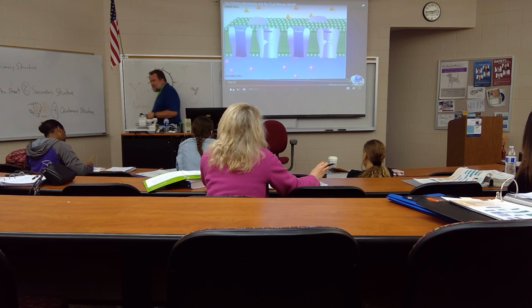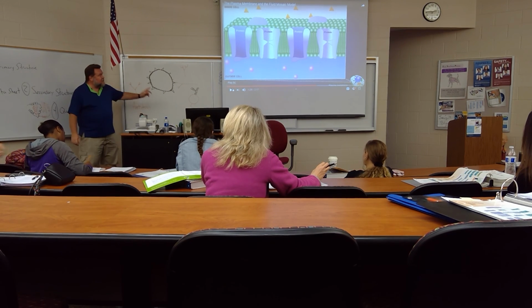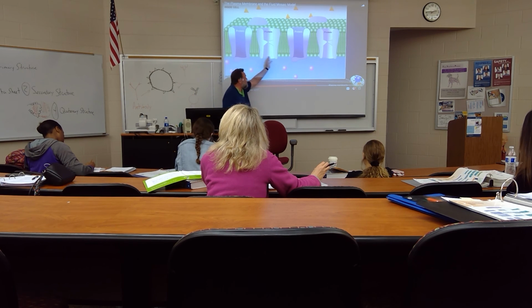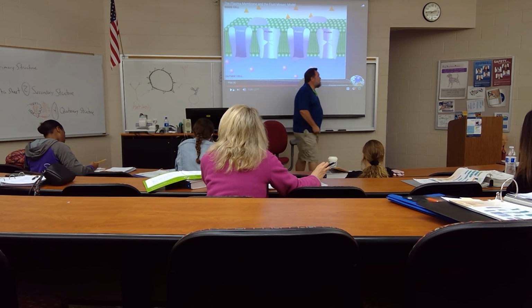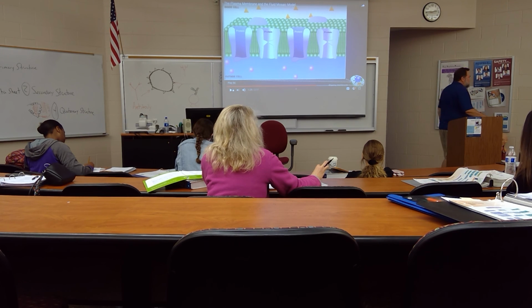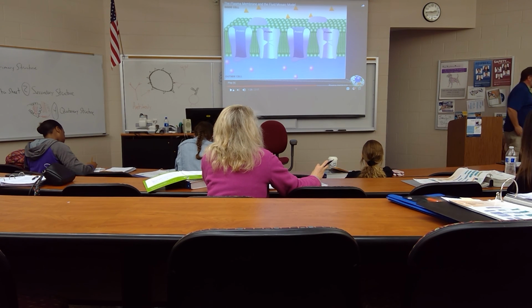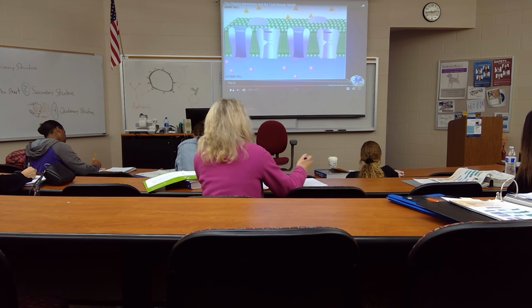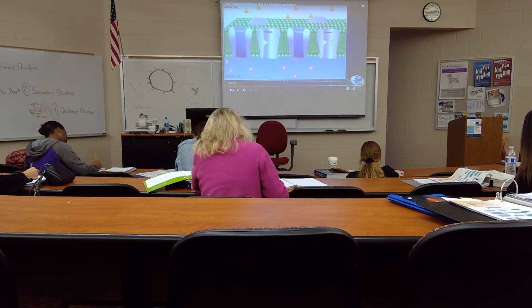Cholesterol also plays a role in this membrane. Cholesterol kind of wedges in there, fits in between the phospholipids. Cholesterol strengthens and stiffens the plasma membrane. So we need cholesterol too.